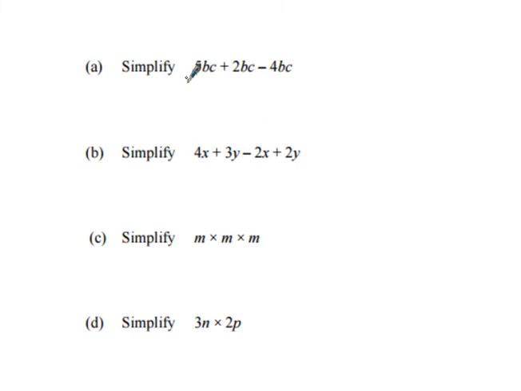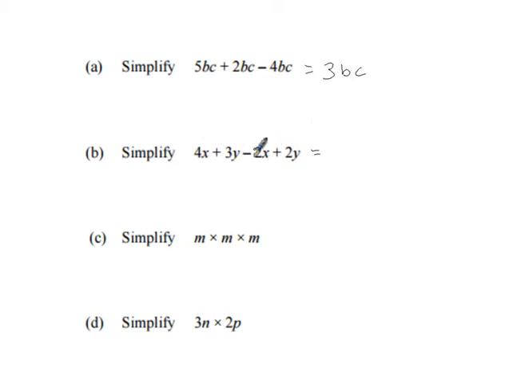Okay, next one. So simplify these expressions. So we've got BC, BC and BC. So just consider that as being the same. They're like terms. So that is the same as that and the same as that. The only difference is how many we've got. So we've got 5 of this thing, BC, and then we add another 2 of them. So that's 7 of them. And then we subtract 4 of the same thing from the 7. So we had 7 BCs and then we take away 4, and that leaves us with 3 of those things, which is 3BC.